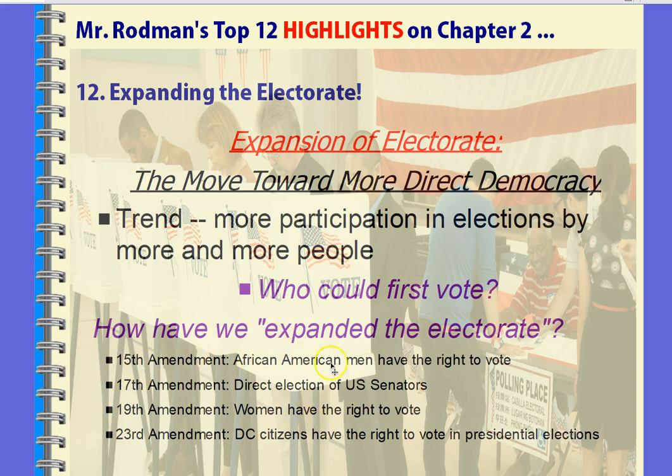The 15th Amendment brought African American men the right to vote. Then we got the right to elect our senators directly in the 17th Amendment. The 19th Amendment allowed women the right to vote, and then the 23rd Amendment allowed D.C. to vote in presidential elections, those 3 electoral votes they get. So we continue to see an expansion of that electorate, an expansion of more people being invited into that more direct democracy. But it is still a representative approach to that direct democracy that we see today.